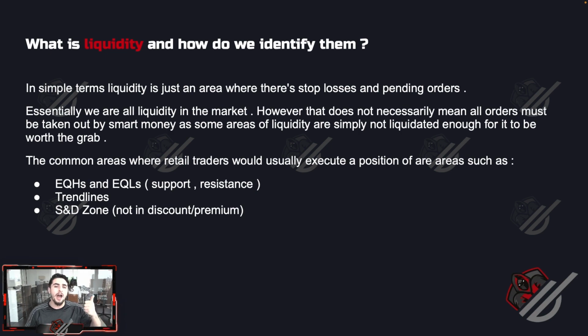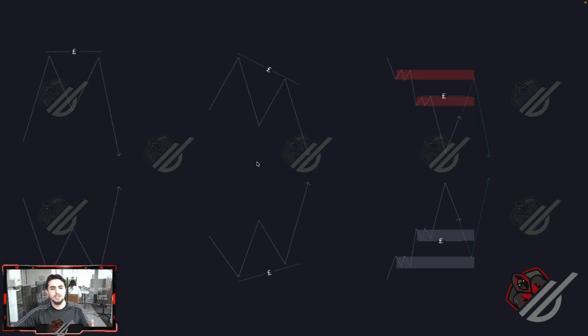And we're going to start with equal highs and equal lows. That could be an act of double tops, double bottoms, or support and resistance. Okay, trend lines, you got your channels, those could be an act of liquidity. And funny enough, some supply and demand zones can come across as an area of liquidity, especially if they are not within some discounted or premium levels. Now let me show you guys examples of what that looks like.